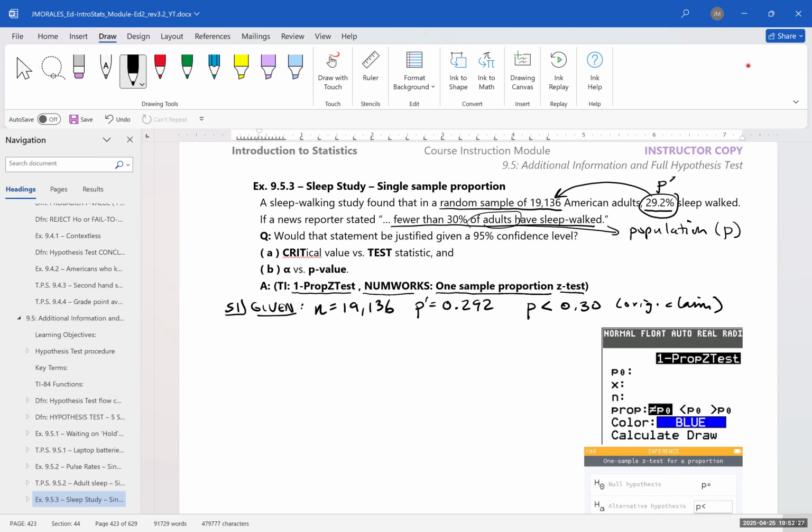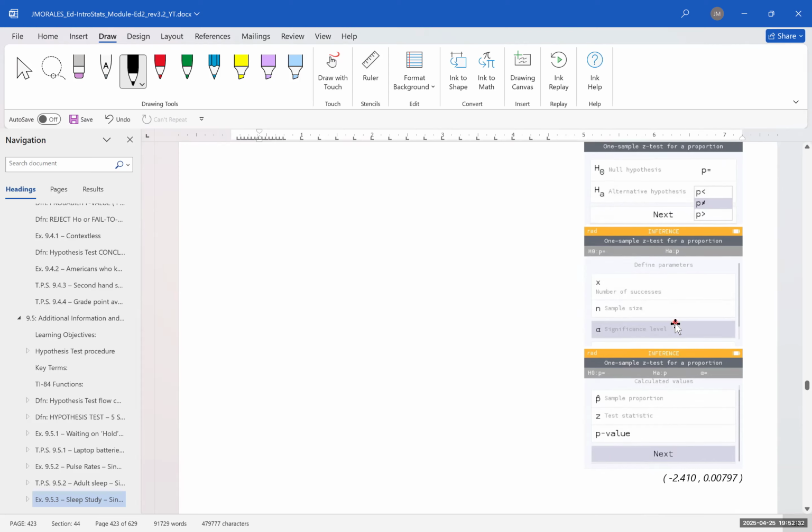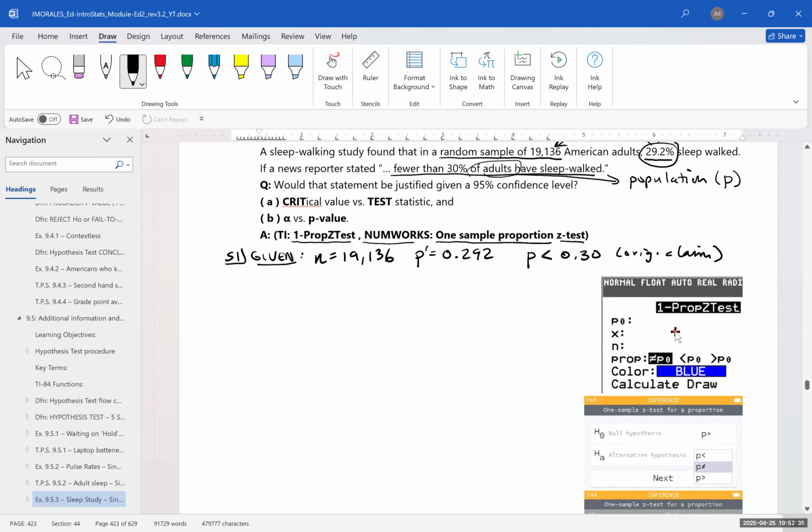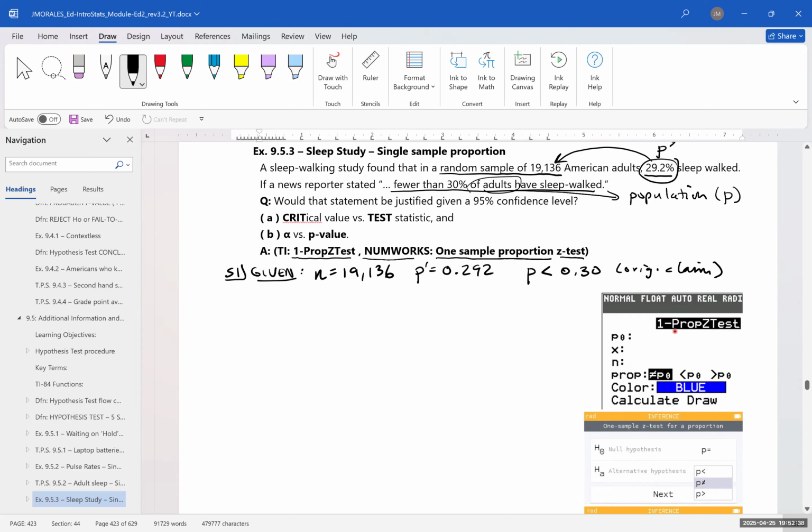One thing, will we need that for our calculator? I don't think we're going to need it for the calculator function, but it's going to be good just to refresh our memories since we're dealing with proportions. We have p prime is equal to 0.292. And remember that this is the proportion of successes. And q prime is equal to the proportion of failures. And that's 1 minus p prime.